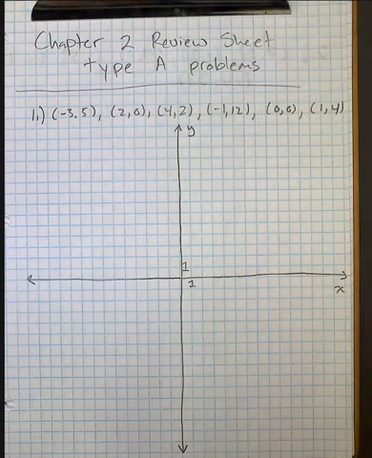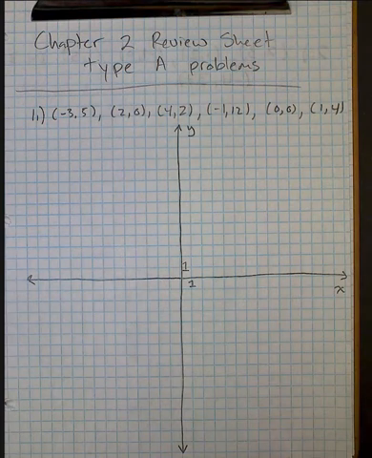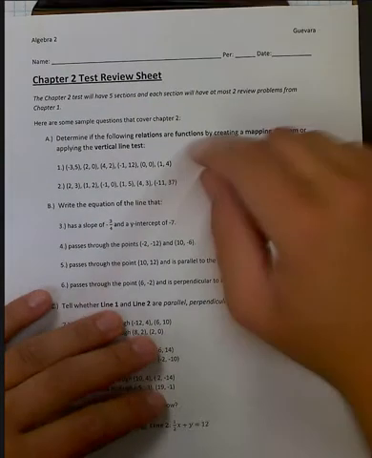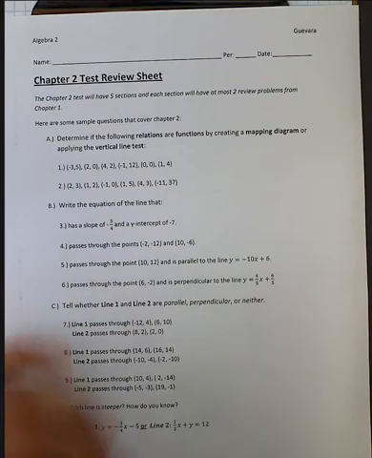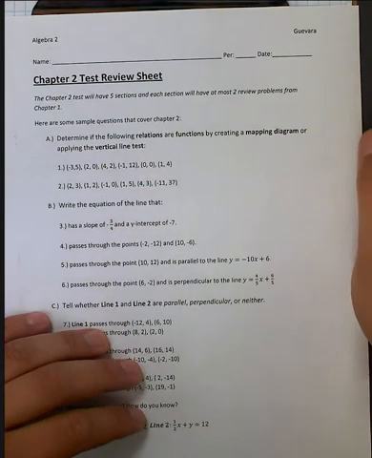Algebra 2, Chapter 2, Review Sheet, Type A problems. The prompt for this one was: determine if the following relations are a function by creating either a mapping diagram or applying the vertical line test.